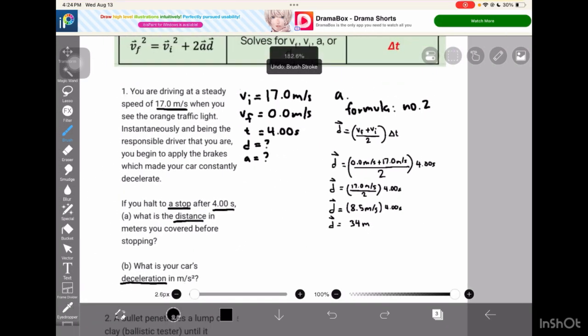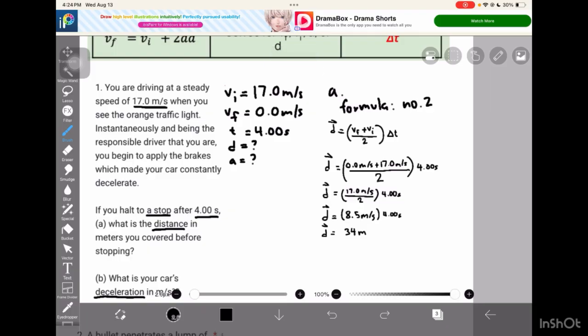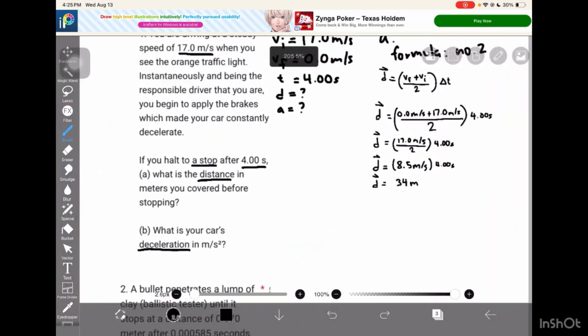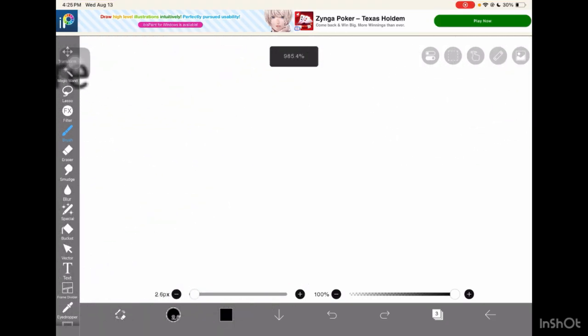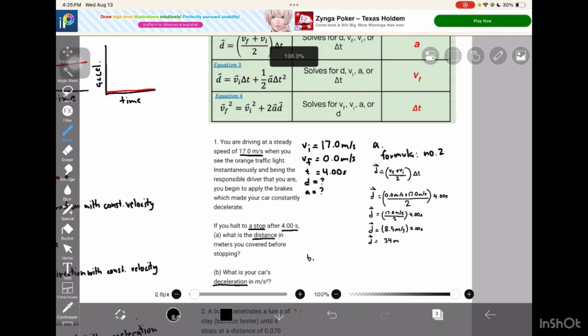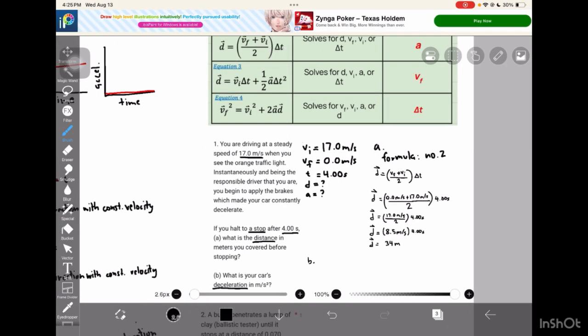So that's our answer over there. Distance is 34 meters. Alright, that's good. Now let's do letter B. What's your car's deceleration in meters per second?